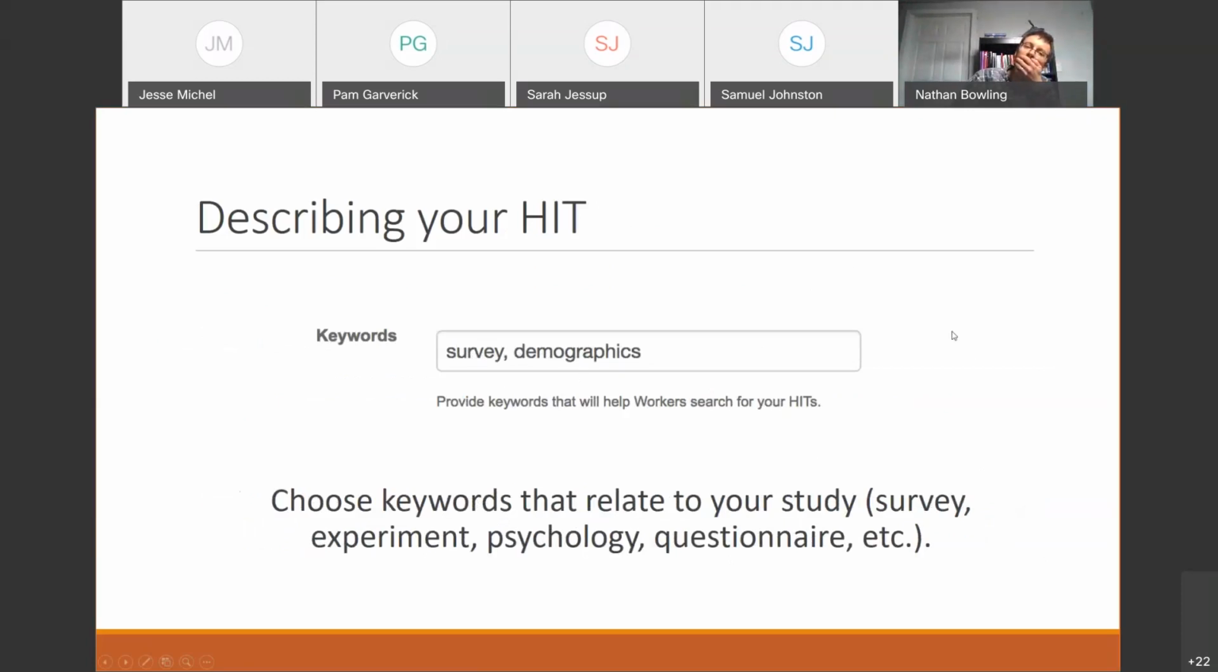Some people will probably do the search from most recent. Others will do it for the most money. Others that are just taking these for fun might type in keywords that they want to do. So: experiment, psychology, questionnaire, survey, work, family, any of these things that would be appropriate for you.